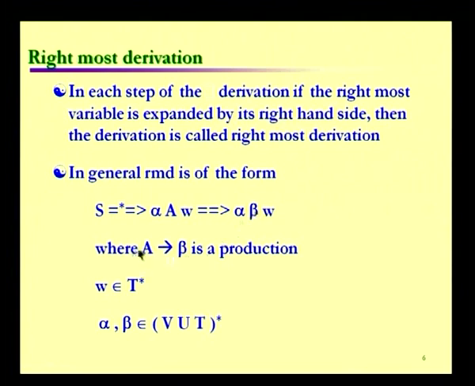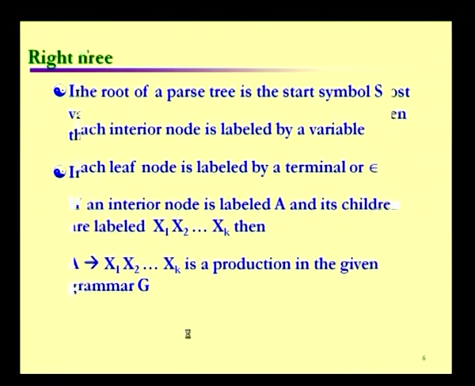So, the constraints here: A deriving beta is a production and w contains only terminals, while alpha and beta are made up of variables or terminals any number of times. So, that is about a rightmost derivation. And next we have another data structure, which we call the parse tree, which is going to be the output of your parser.